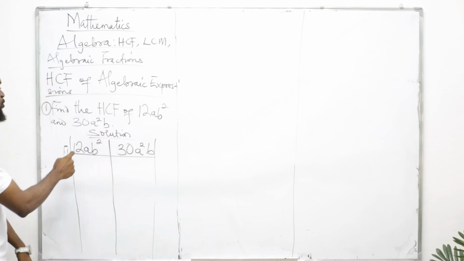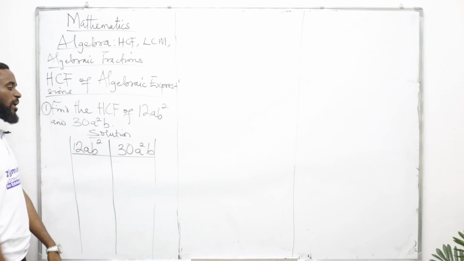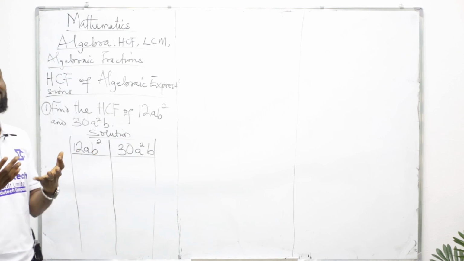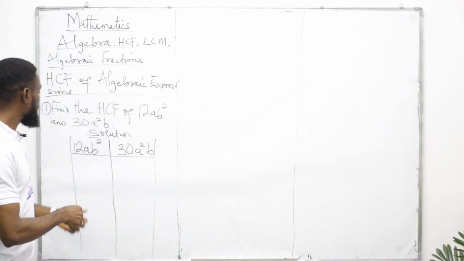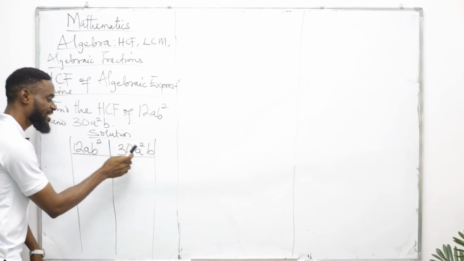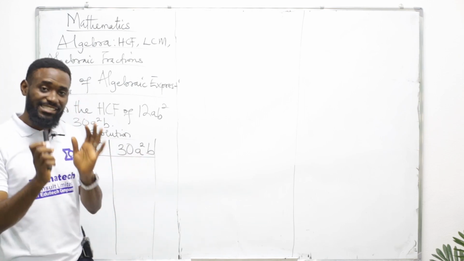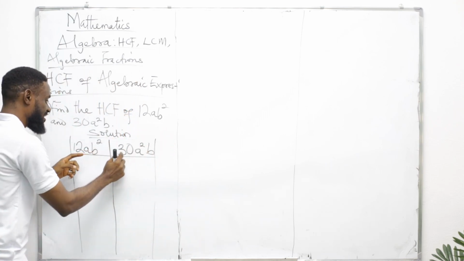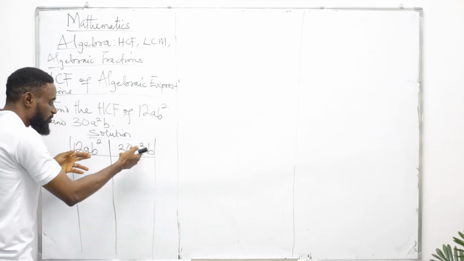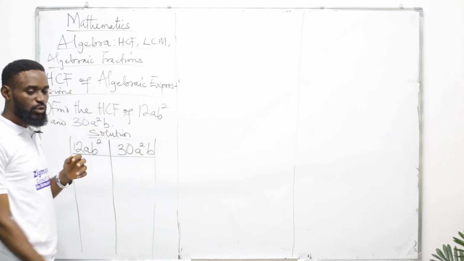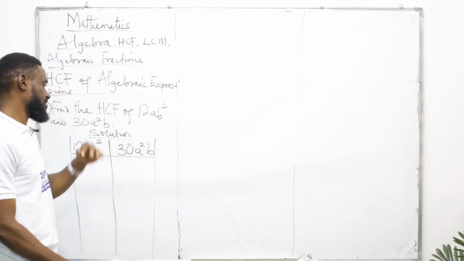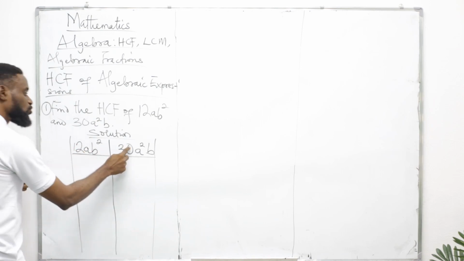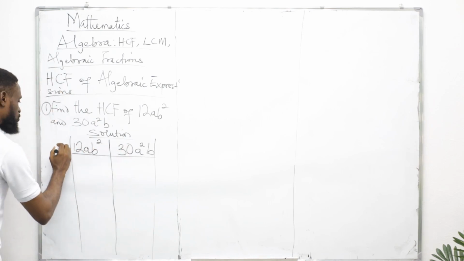I think 2 is common to 12 and is also common to 30. I will advise you, as a beginner, we know that we have a here, we have b here, a here, b here. As a beginner, get the factors of the real numbers first. After that, we get the factors of the alphabet. Do you get that now? So here, 2 is common, 2 is also common here. So we take 2 out.